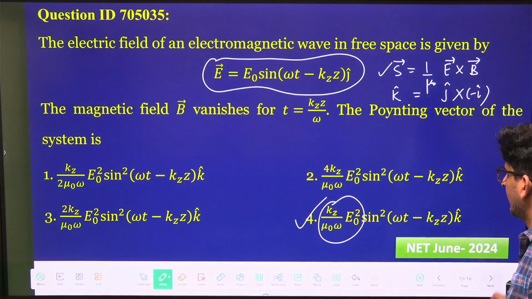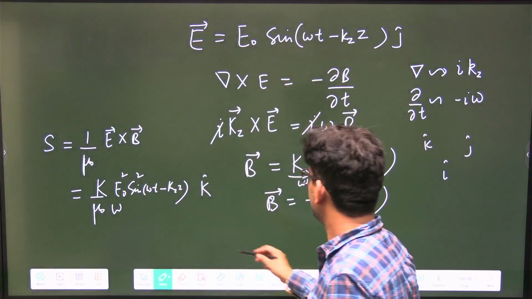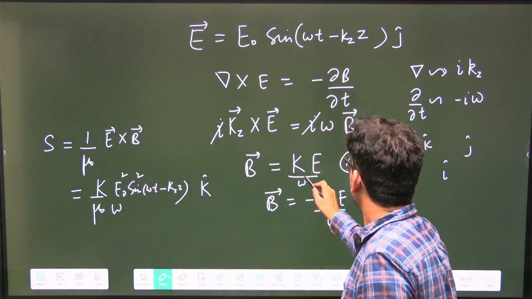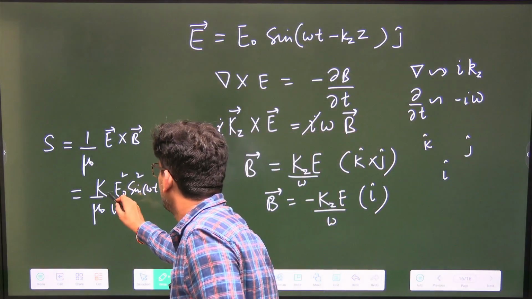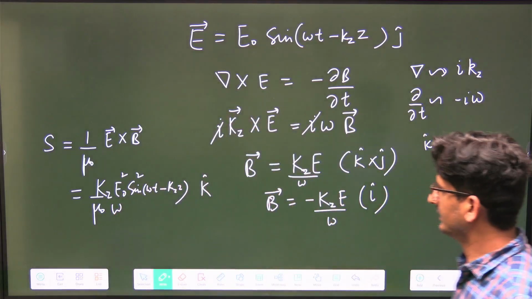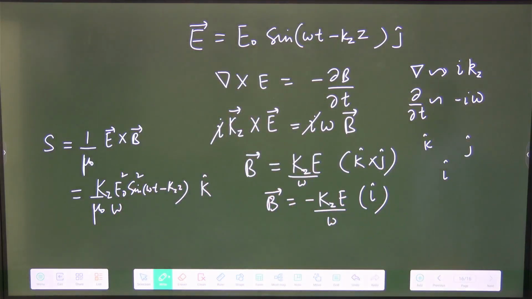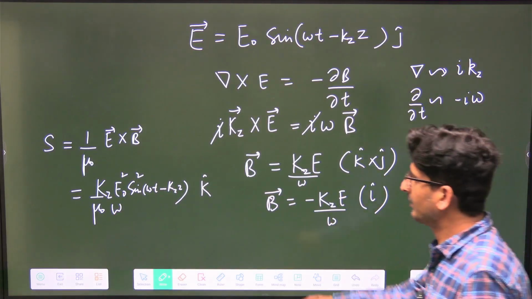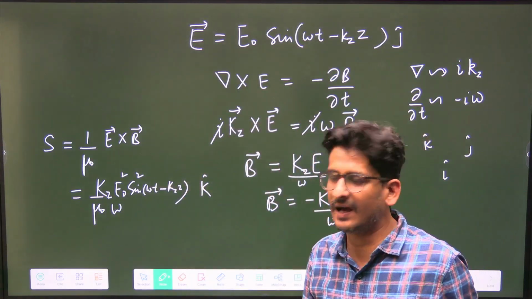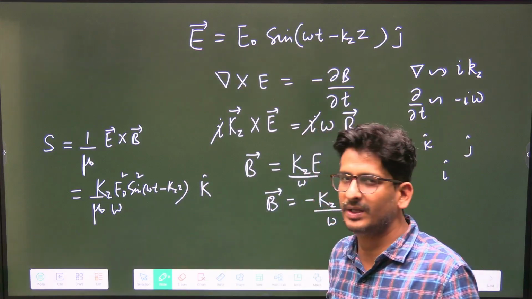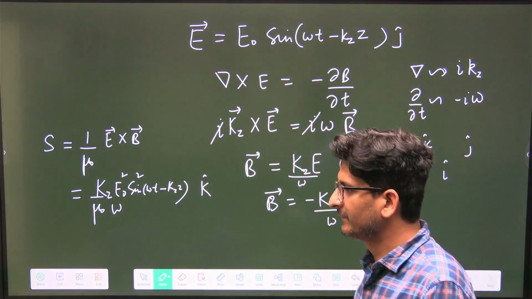Okay. And in the question they gave this k as kz. So let us put the same, it will become kz. In the question the suffix was there. So kz E naught square sine square and then by mu naught omega. And if suppose they would have asked the average, the sine square theta average is half. So that can also be a probable question. Okay. Thank you so much.